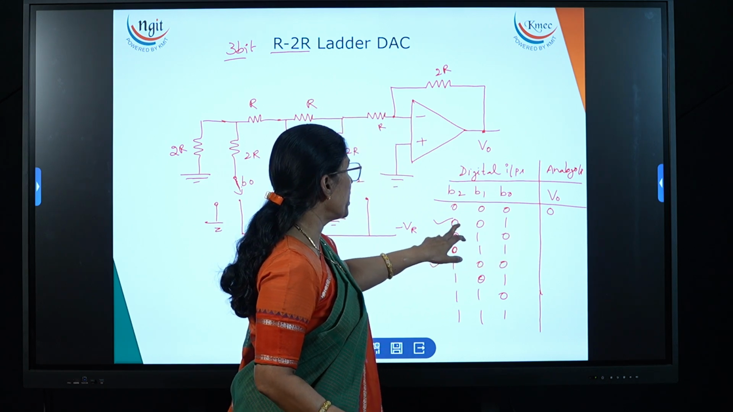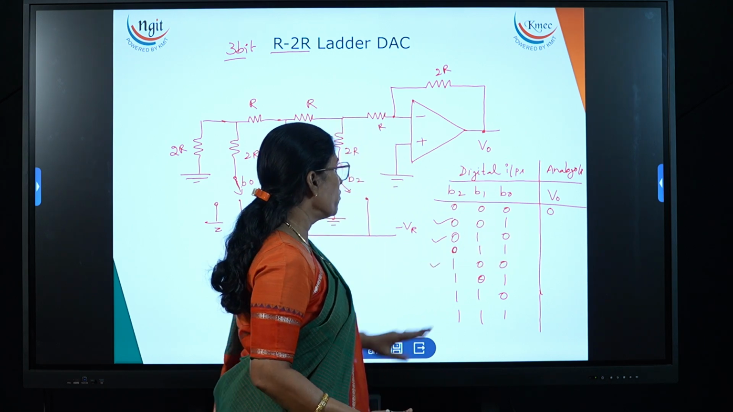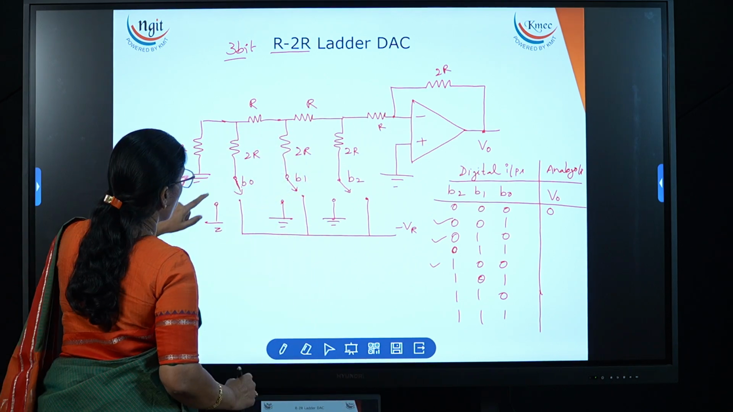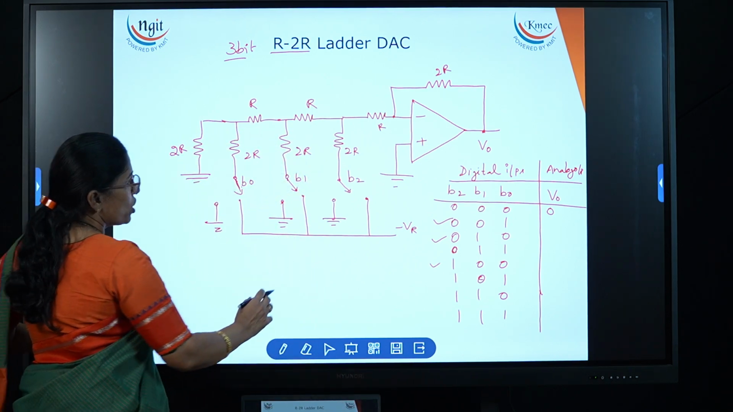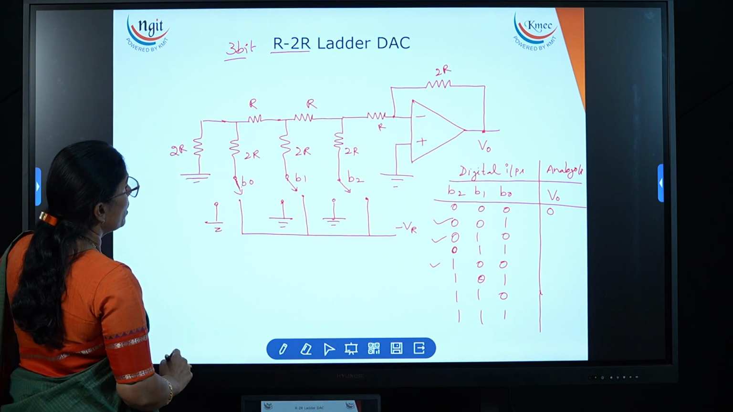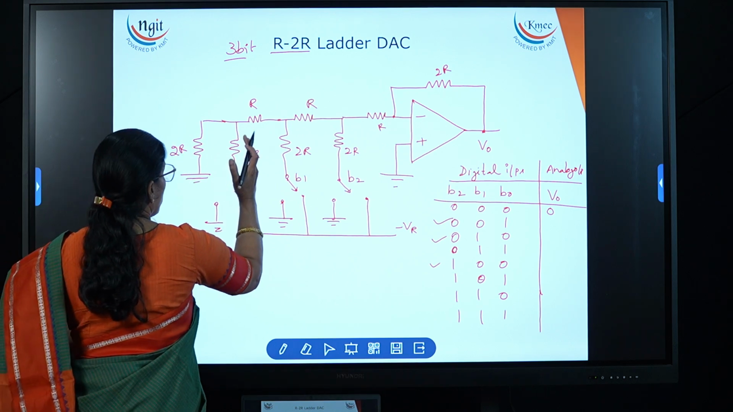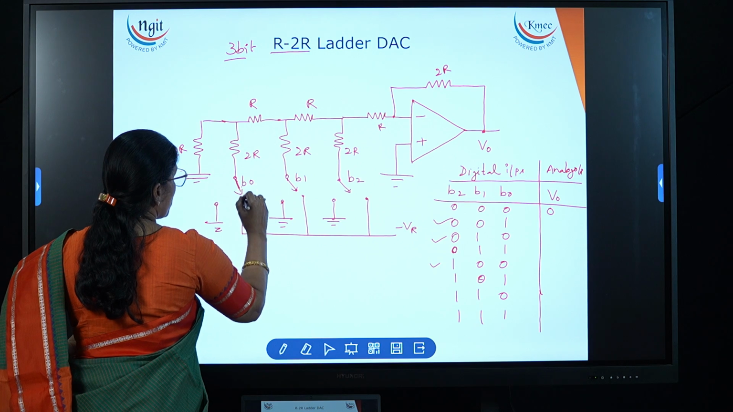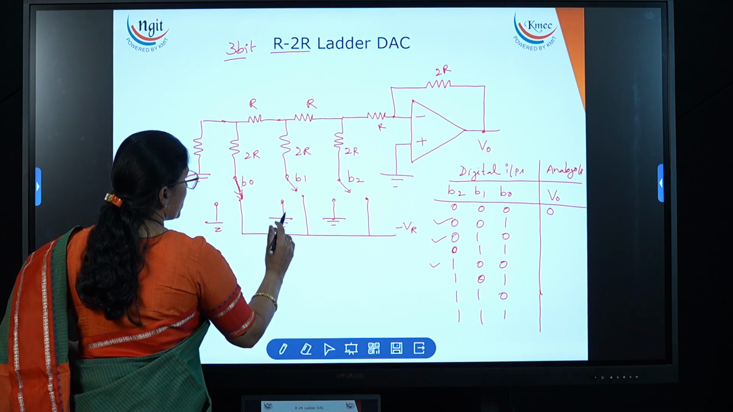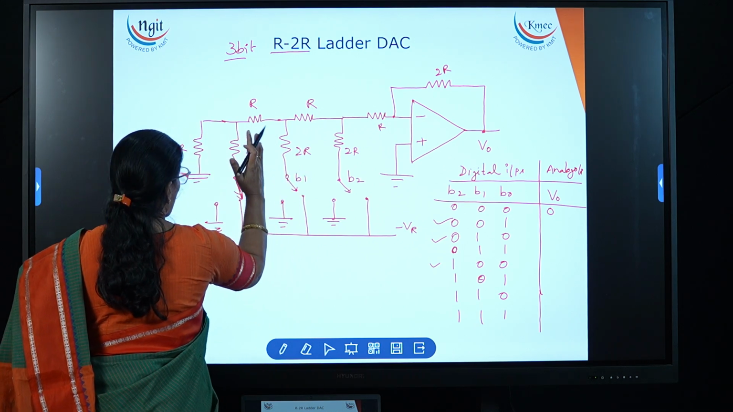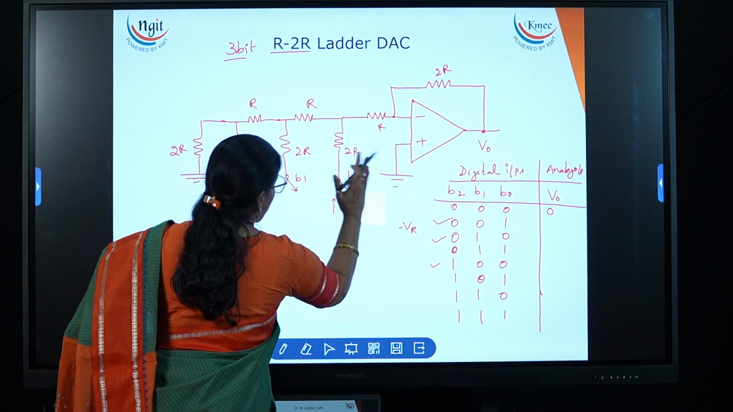Now I need to derive the expression for 0, 0, 1. For 0, 0, 1, how to calculate? Now if you see, 0, 0, 1 is nothing but what? Let me derive the expression for this. Here this B1 is connected to the reference and the remaining 2 are connected to the ground. At that time the diagram looks like this.